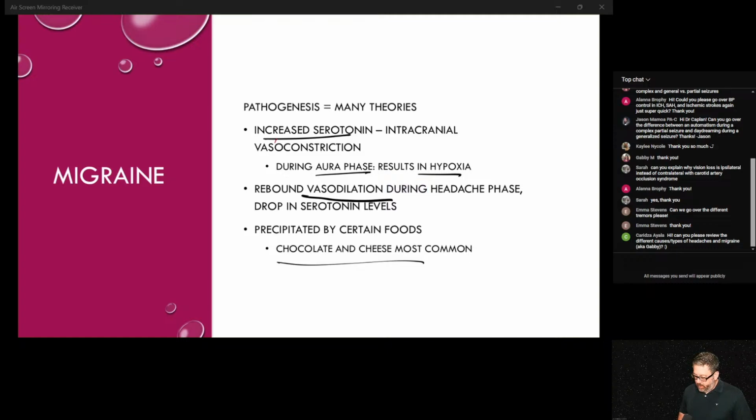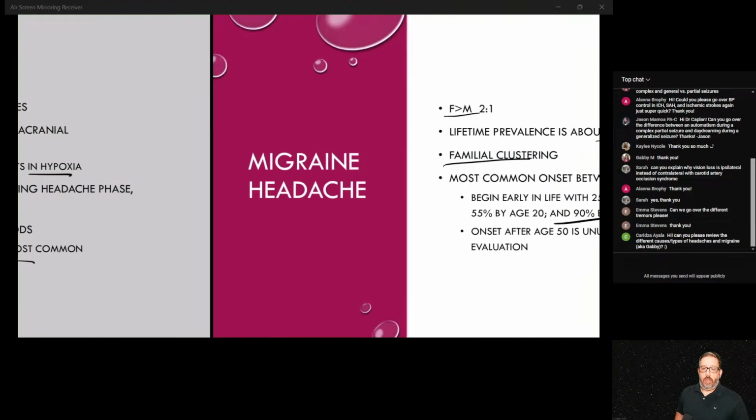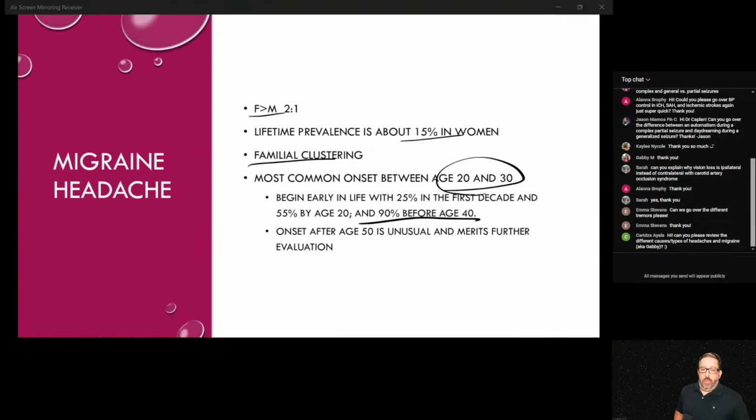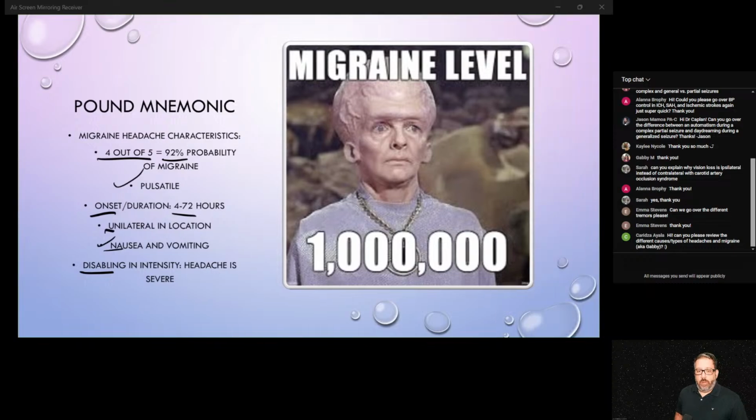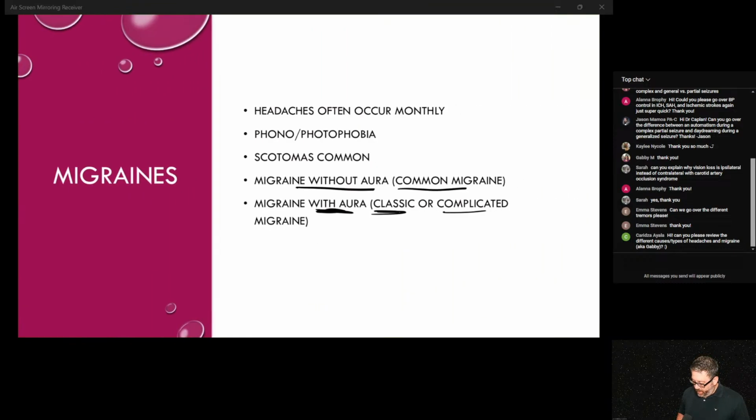at first, increase serotonin, that causes vasoconstriction, and that gives the aura phase, or due to hypoxia, that gives an aura phase. Then you get a rebound vasodilation, and that actually causes the actual headache itself. That's usually due to a drop in serotonin levels with these migraines. Remember the pound mnemonic, we went through that.